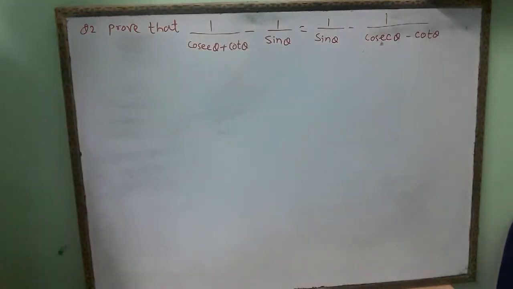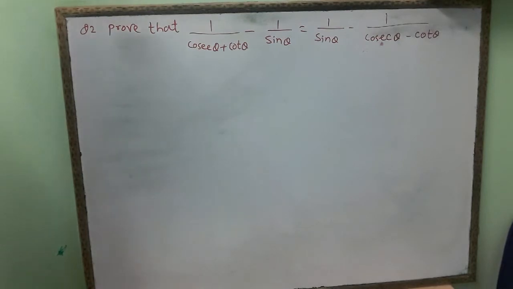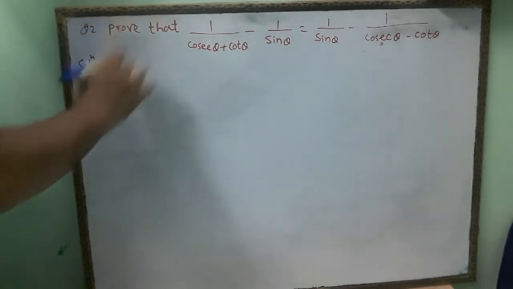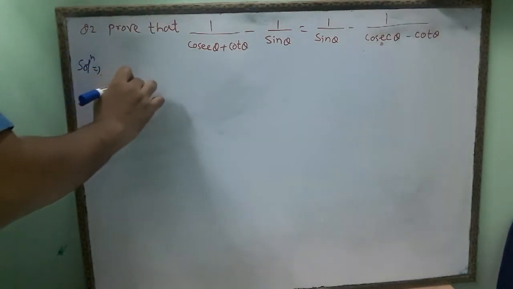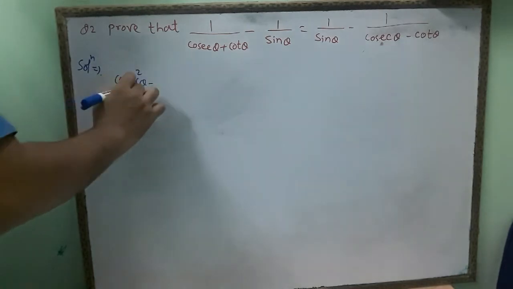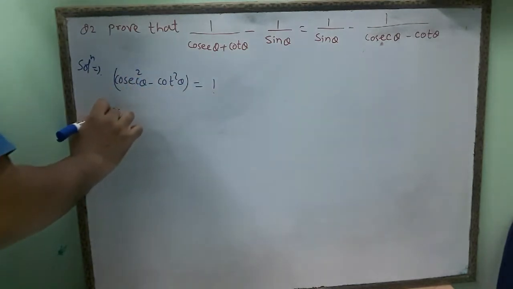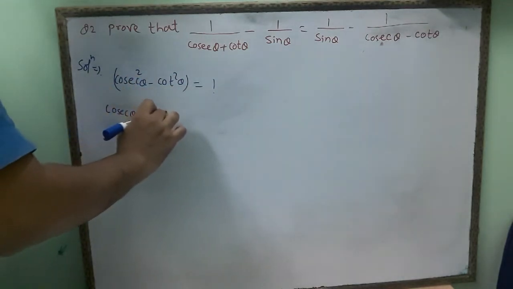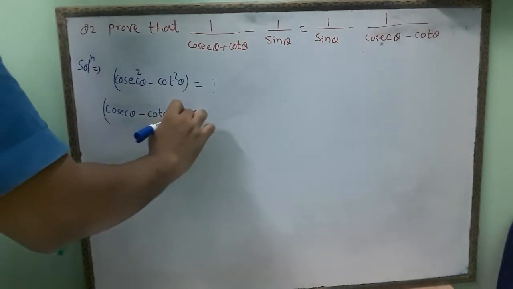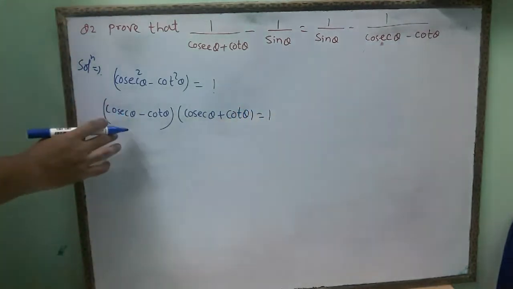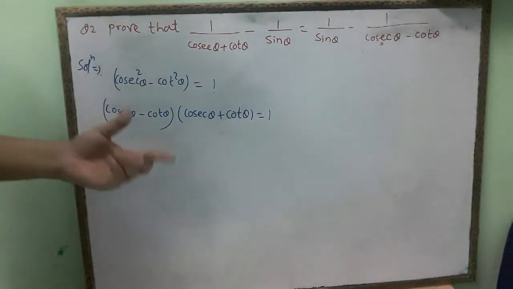Prove that 1 by cosec theta plus cot theta minus 1 by sin theta is equal to 1 by sin theta minus 1 by cosec theta minus cot theta. Here, if you will apply this rule, easily you will solve these types of question. The product of 2 is the product of 2. As we know that cosec square theta minus cot square theta is equal to 1. We can write this one, cosec theta minus cot theta into cosec theta plus cot theta is equal to 1. Here the product of 2 is 1, so 1 will be reciprocal of the other.